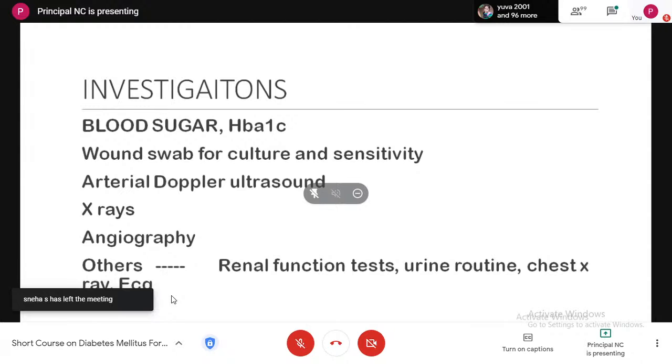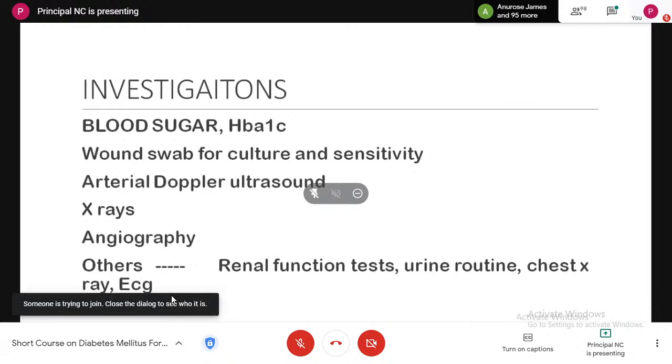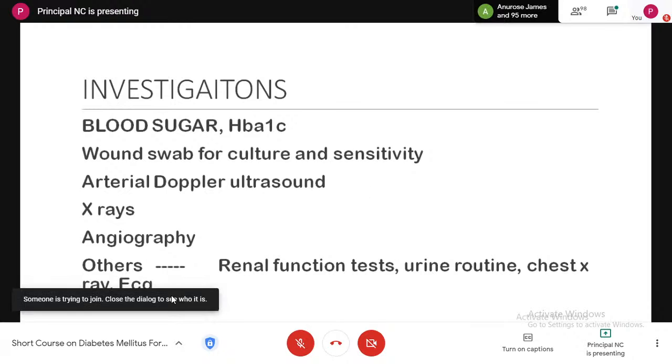So what are the investigations we'll do? There is a spelling mistake here. Obviously, every patient who is getting admitted, we do blood sugar levels, HbA1c to know the 3 monthly values. And then this one is very important here, the wound swab for culture and sensitivity, because for a patient with an infected ulcer, we should not start antibiotics immediately before that. We have to take a swab. We have to take the pus from the ulcer.